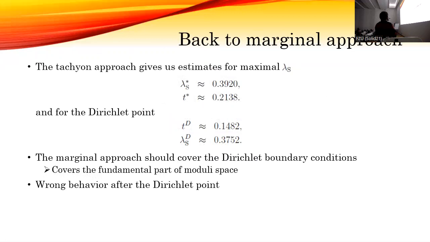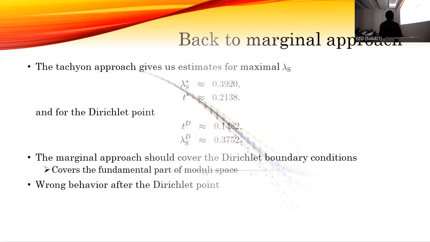Yeah, so then I'll be going back to the marginal approach and using the information from the tachyon approach. As I said, we had estimates from the Dirichlet point, but what's important is that we also have estimates for the maximum value of the marginal field, which was from the plot of the dependence of the marginal field on the tachyon field. This point should give us the maximum length of the marginal branch. So I guess this value should really give us the point where it goes off shell. And we can see that this value is higher than this one, so we should be able to cover the Dirichlet boundary conditions by this approach.